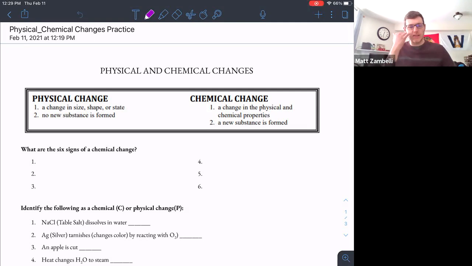So again, it tells us physical changes are changes in size, shape, or state of matter. No new substance is being formed when a physical change happens. We're just moving it around, changing how it looks. Chemical changes, however, are a change in the physical and chemical properties. So we're creating a new substance. Something new has been formed. We're not with the same things we started with.